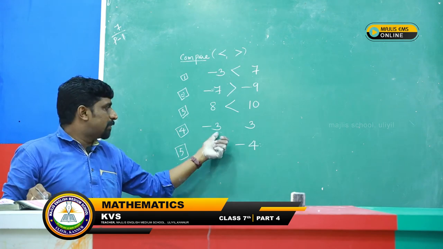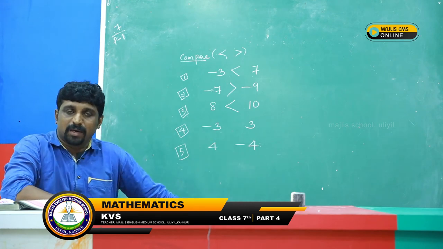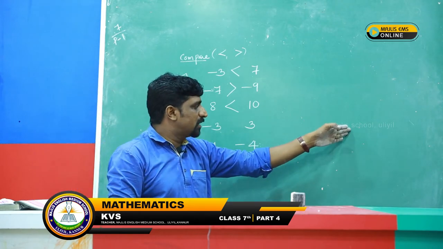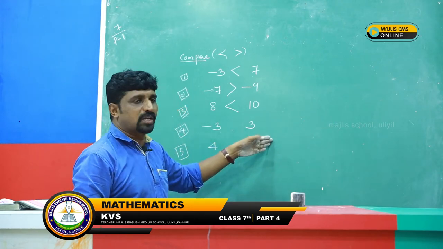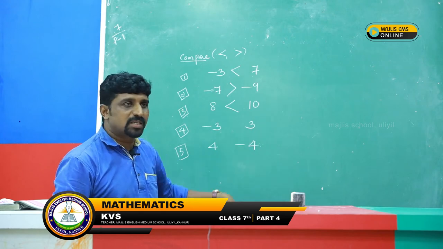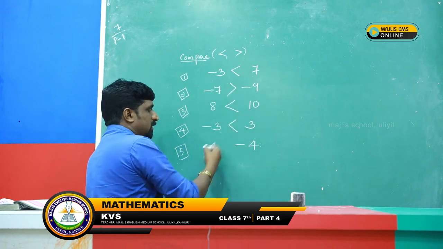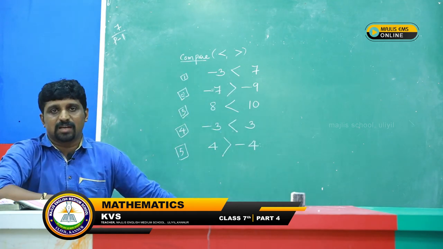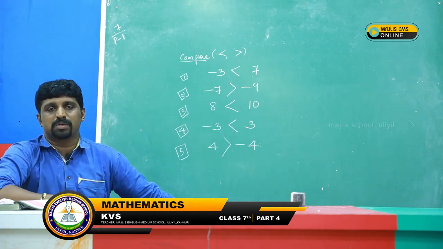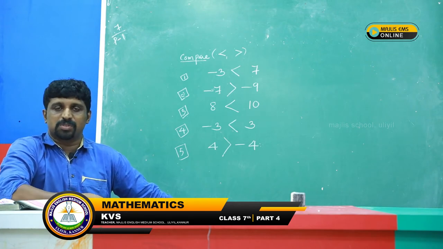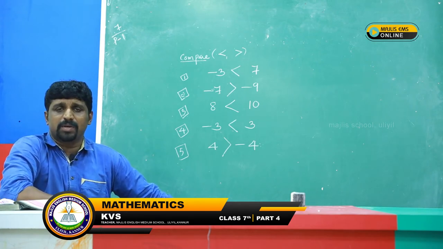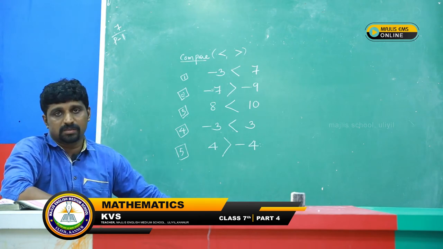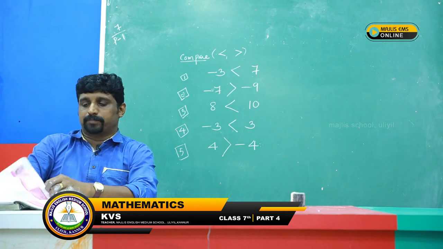Okay, then minus 3 and plus 3. On the number line, 3 is here, 0, then minus 3 here. Therefore, minus 3 is less than 3. 4 and minus 4, 4 is greater. You got the idea of which one is larger when comparing negative and positive numbers: both negative, one positive and one negative, or both positive. You can compare like this. Is it clear? Okay.